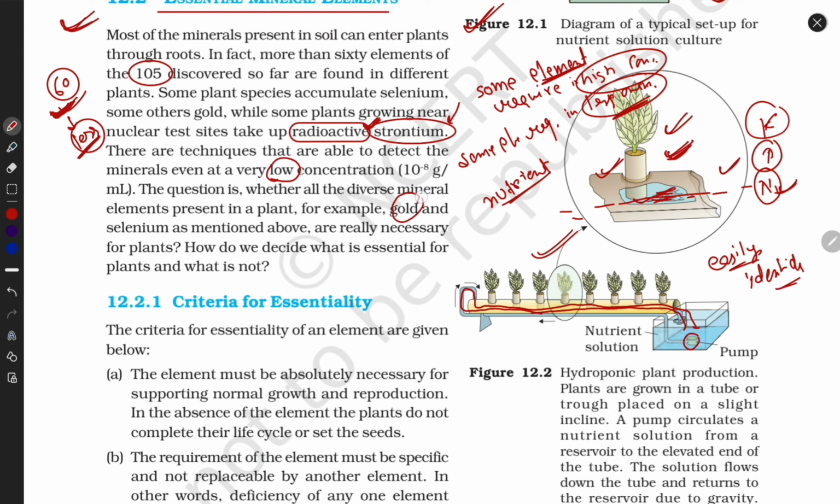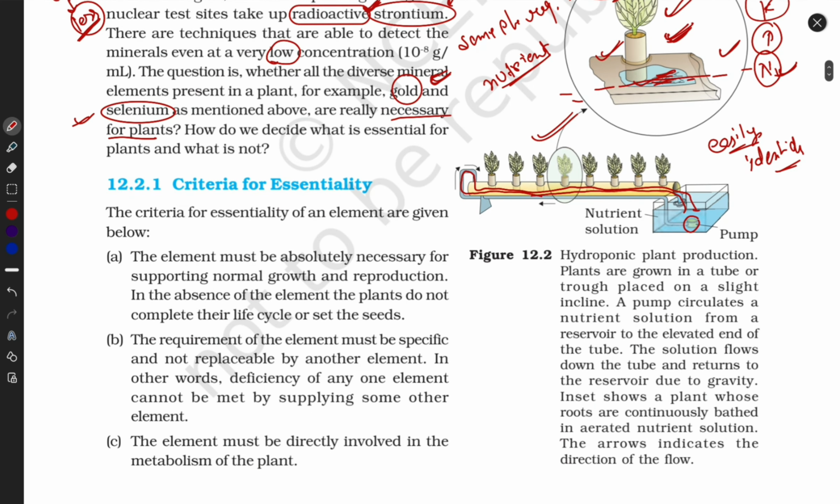For example, gold and selenium. Gold and selenium, as mentioned above, are really necessary for the plant. This mineral, this compound, is also useful for the plant. According to these experiments, scientists gave specific criteria: if any mineral or nutrient follows these three things, then it will be named an element that is essential for plants.